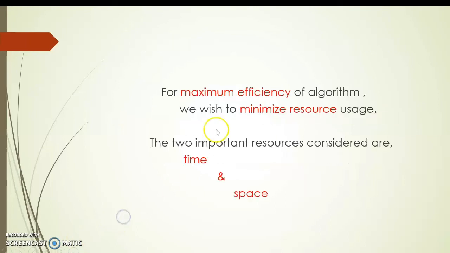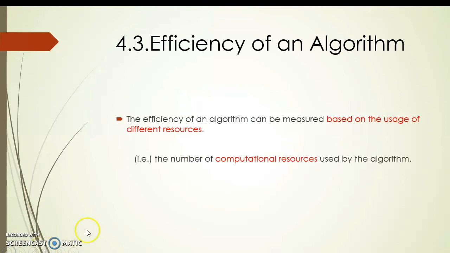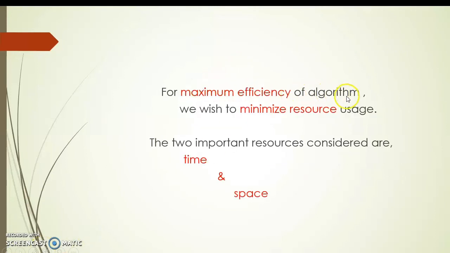So for maximum efficiency of an algorithm, we wish to minimize resource usage. Resources are the input and output resources we are using. We process the input and produce the output using these resources alone. The two important resources considered are time and space complexity. That is, the algorithm should take minimum memory space and process as fast as possible.